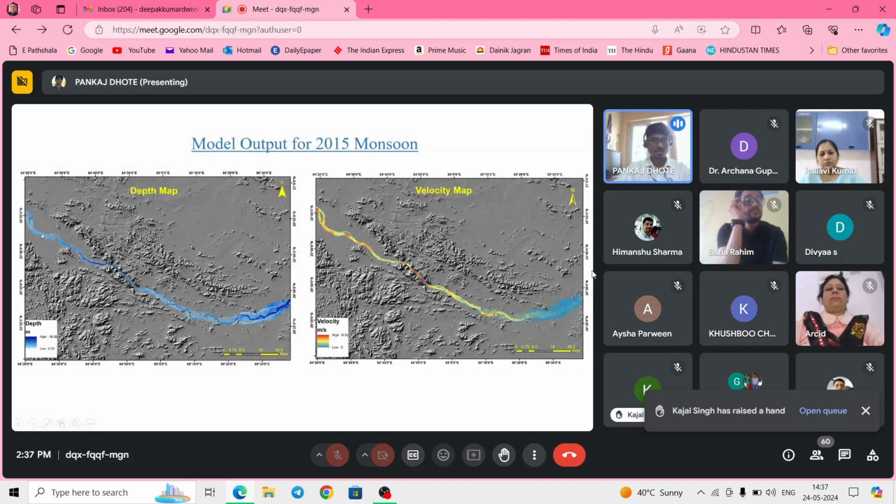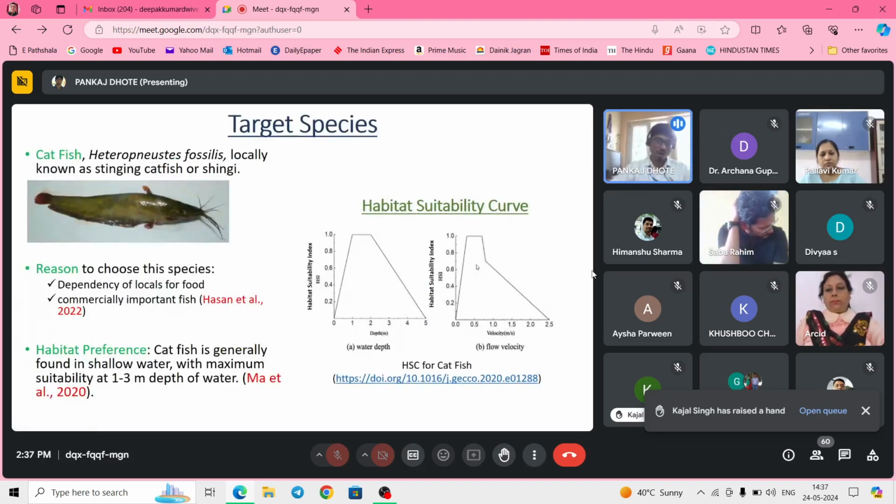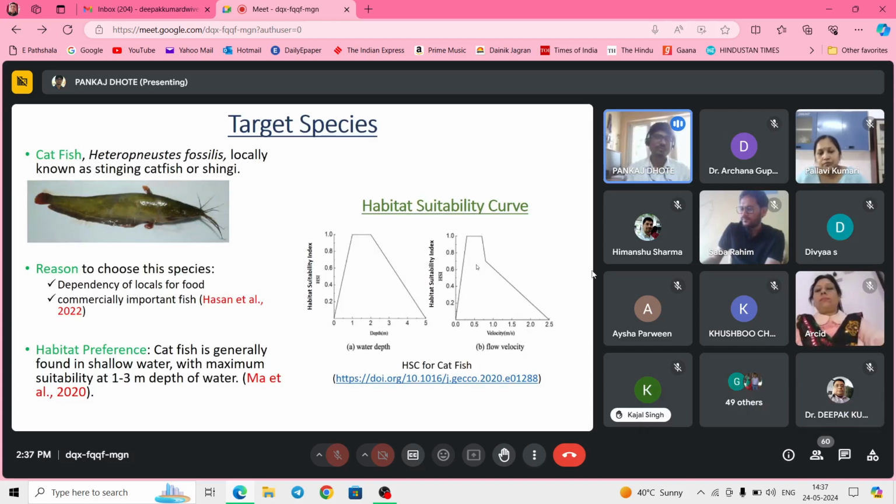So you can see along the Mahanadi River, this is the depth and flood extent map. This is the velocity map. Such kinds of maps you can generate. Now along that river, what is the suitability for a particular aquatic animal or fish? This has to be targeted based on the kind of species. In this case, we try to see the habitat suitability for the catfish, which in local terms we call shingri.